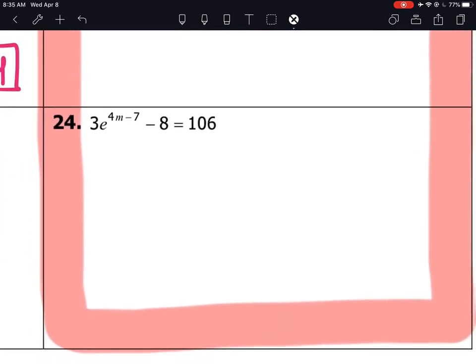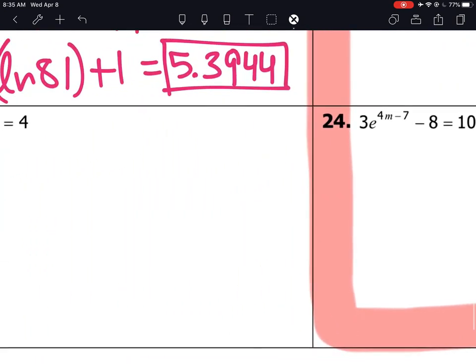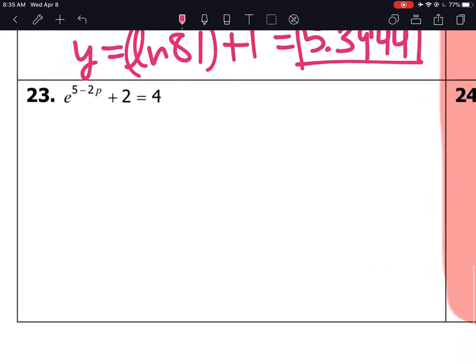And now 22 is going to be part of your little quiz. 24 is also going to be part of your quiz. And the last one we're going to do is 23.